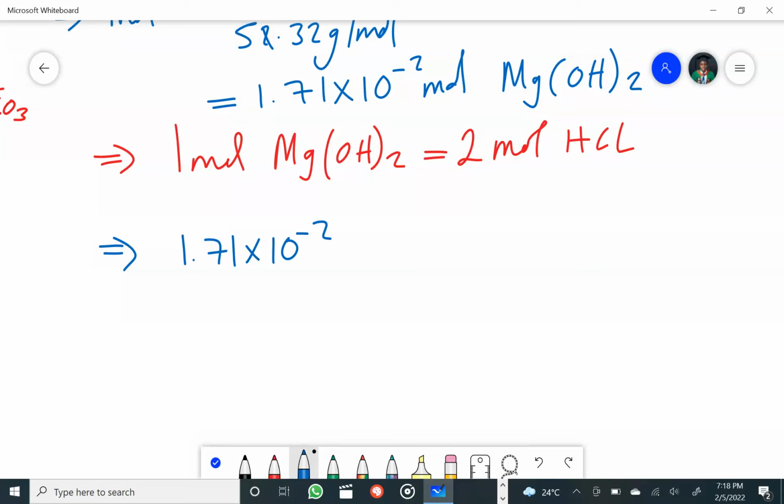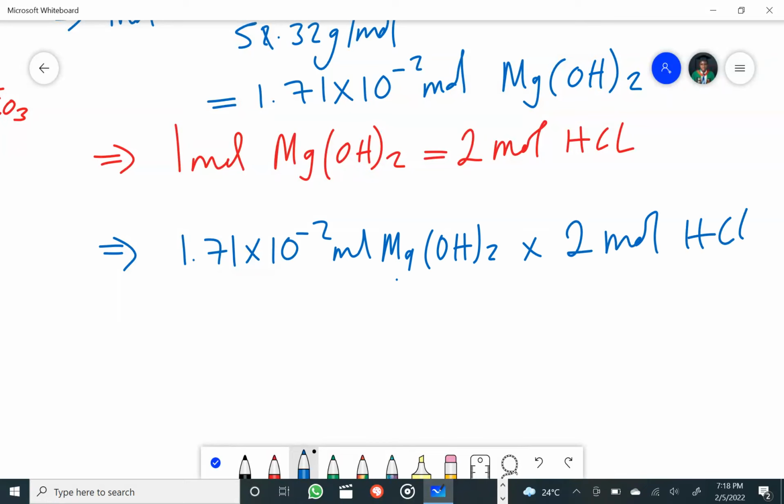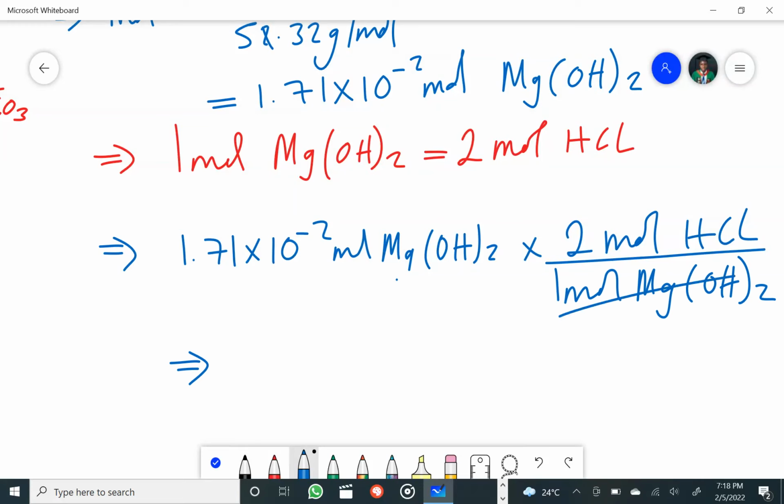So what we're going to do is I'm going to have the moles of magnesium hydroxide, and then since we want to convert to hydrochloric acid, hydrochloric acid is going to be the numerator, then here 1 mole of magnesium hydroxide, so that this can cancel. Then this cancels and this cancels, so we're just going to have 1 multiplied by 2, so it's going to be 3.42 times 10 to the power minus 2 moles of hydrochloric acid.